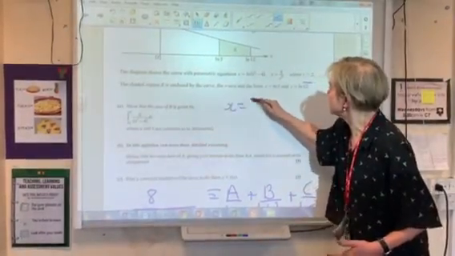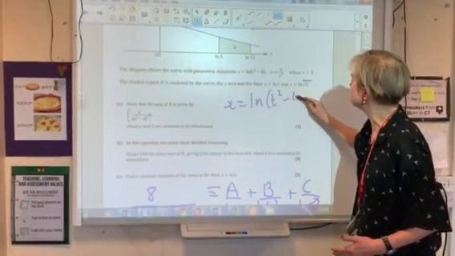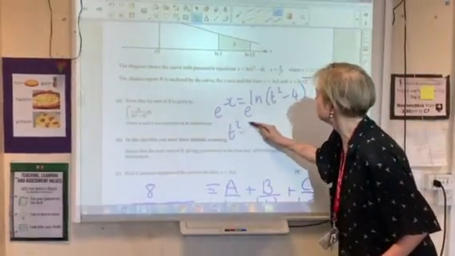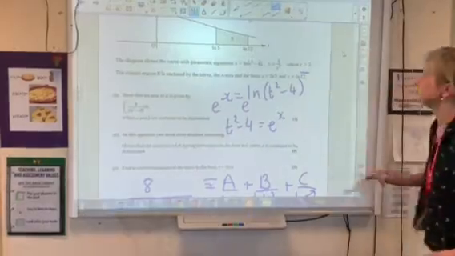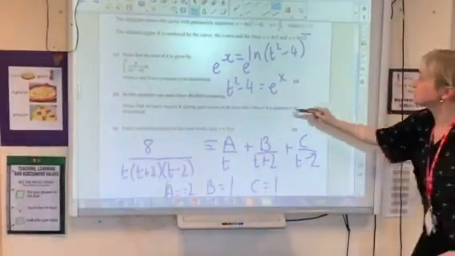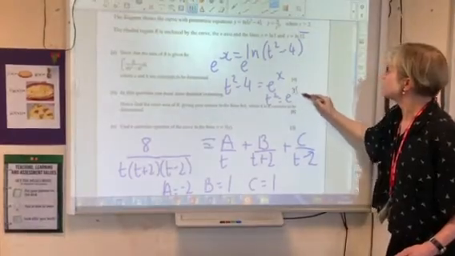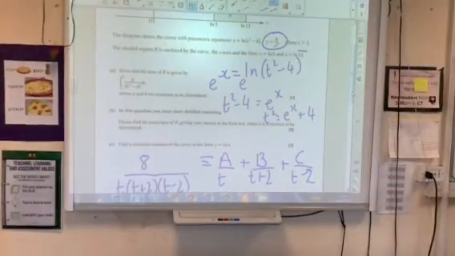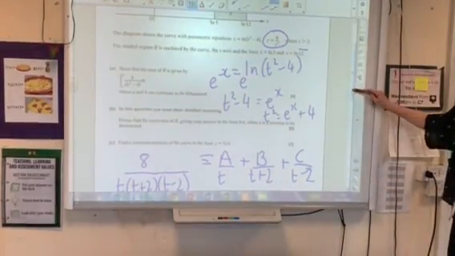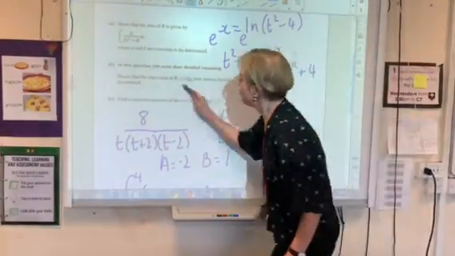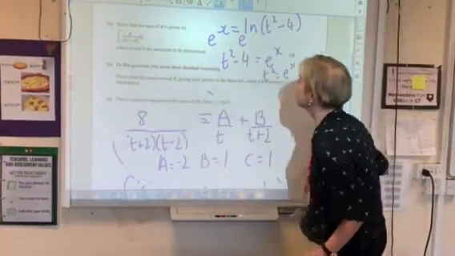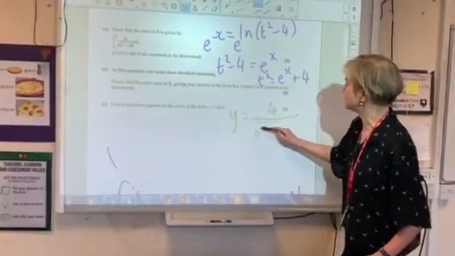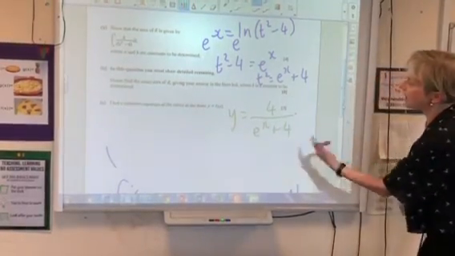I'm going to rearrange this one here so that I can substitute it straight into my y function. I know that x is the natural log of t squared minus 4, so I'm going to make those powers of e, so I'm going to end up with t squared minus 4 equals e to the x. I now know from there that t squared is e to the x plus 4. So what I'm now going to do is take my function of y, and my function of y is 4 over t squared. I've got a new form of t squared, so all I'm going to do is substitute that in. y equals 4 over t squared, and I have y as a function of x.